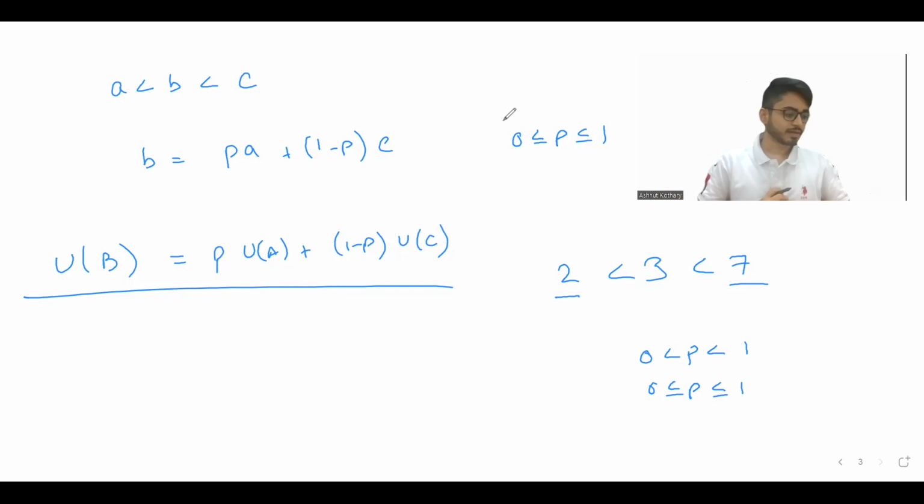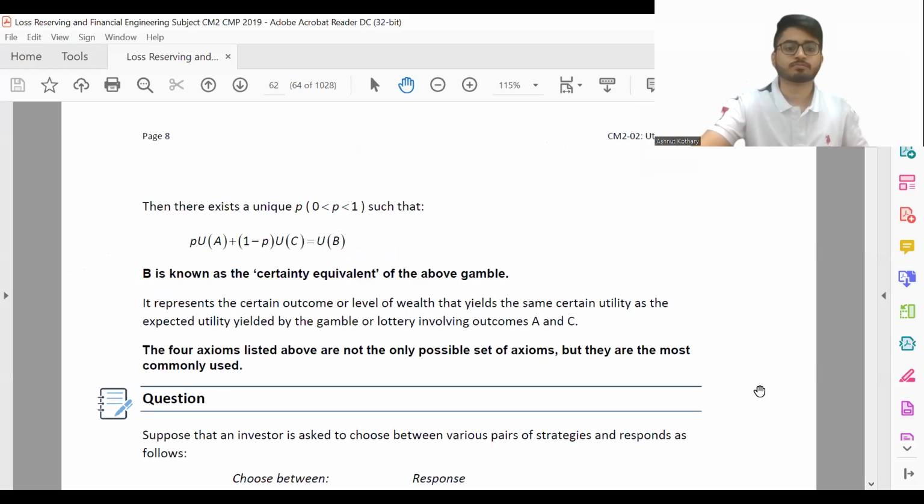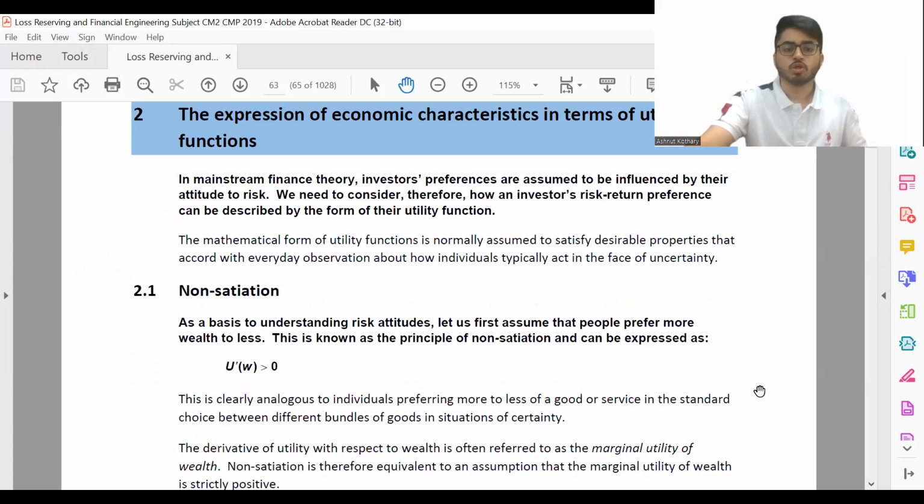Next, moving on, give the heading: Non-satiation.